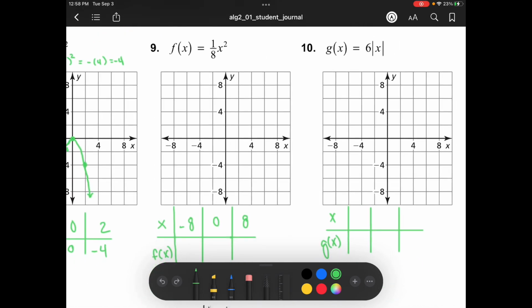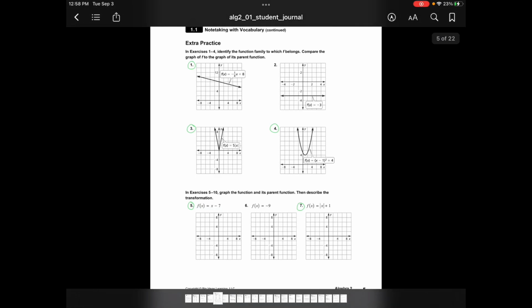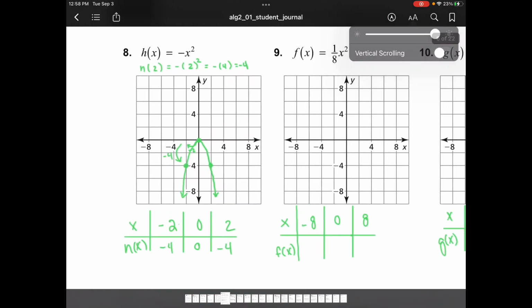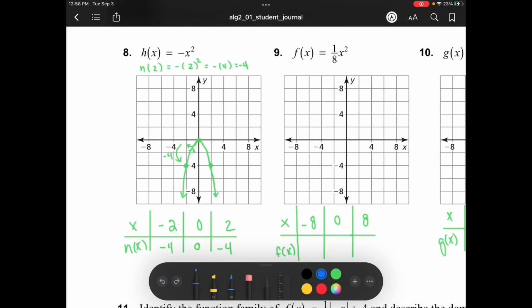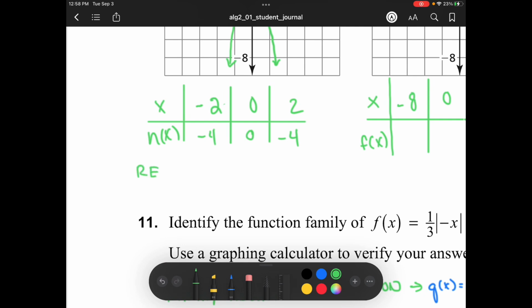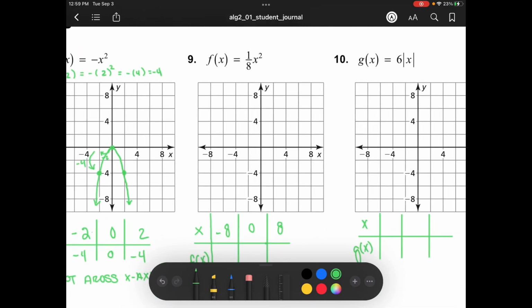The next thing that we're going to talk about is number 9, is 1/8 x squared. Oh, and if I'm not mistaken, I think we have to name the parent function and describe the transformation. So the transformation for this one, because we're not graphing the parent functions, we're just looking at them, is I'm going to say that this is a reflection across the x-axis. So reflect across x-axis. And again, I'm sorry about my spelling, but it should be okay.